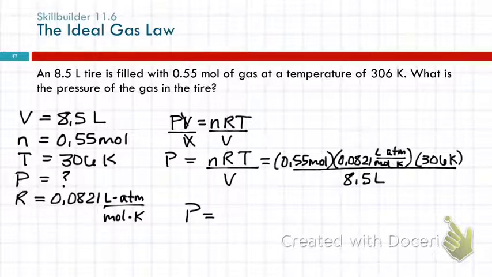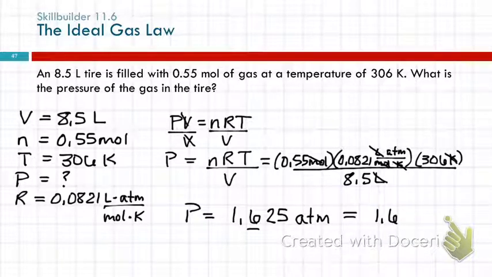This time, two of my numbers had two significant figures and two of them had three. So my final answer is going to have two significant figures, 1.6, the next two digits are 2.5. The unit, so my moles canceled, the liters canceled, the kelvins canceled, and so my unit left is atmospheres. And that rounds to 1.6 atmospheres.